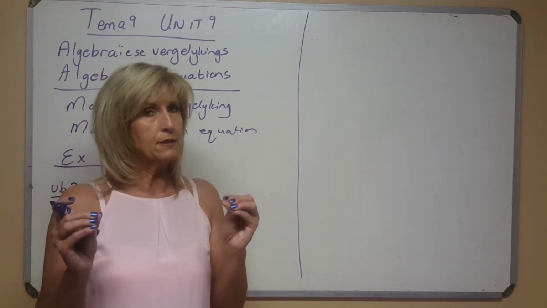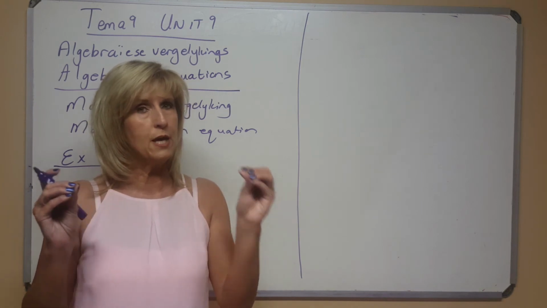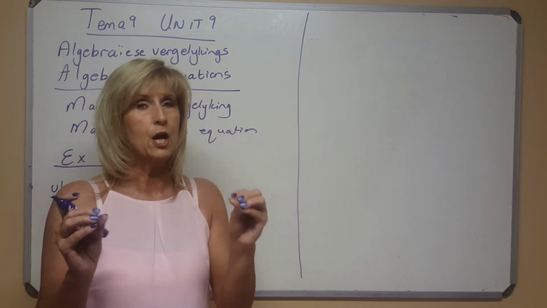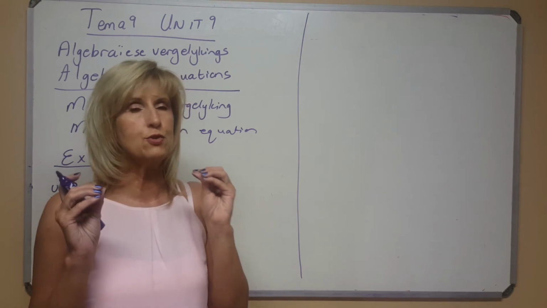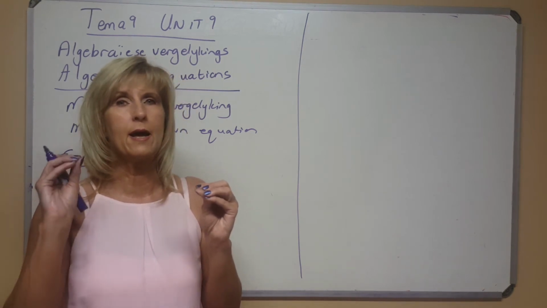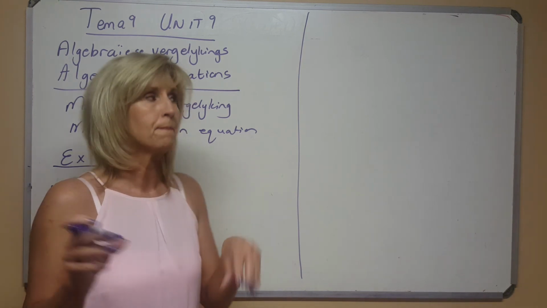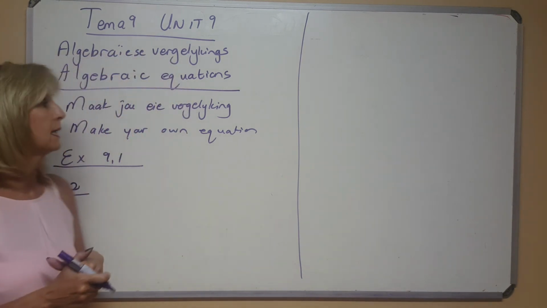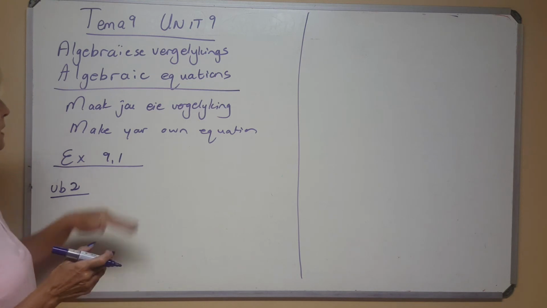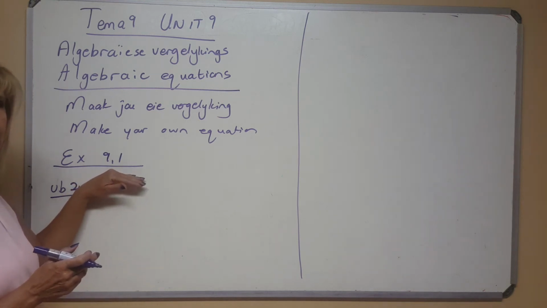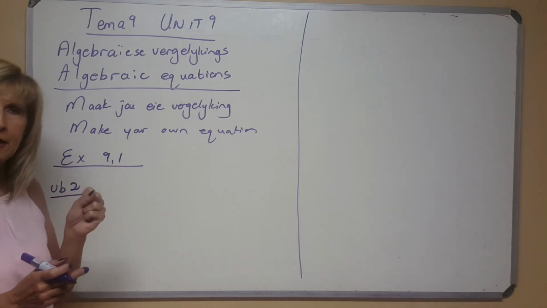Die vergelykingreël wat juffrou vir jou geleer het is, wat jy links doen, moet jy regs doen en gebruik jou kleur. When you're busy with your equations, please use your color so that you can see what I add one side, I add one side. I times on both sides. Maar nou by hierdie eerste oefeningkie, by exercise number 9.1, oefening 9.1, wil hulle hê met jou eie vergelyking maak.